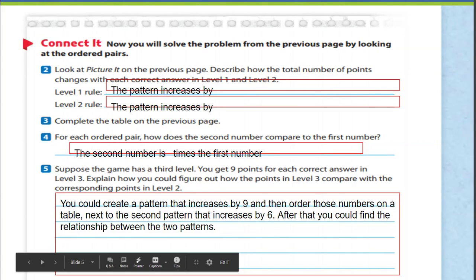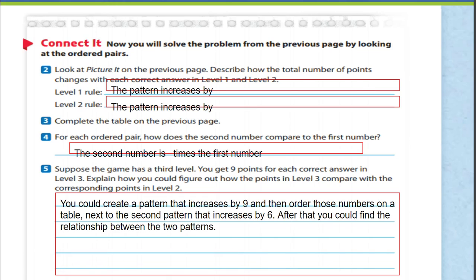All right, guys, so this is at the top of page 217, and you can see here I have some text boxes, but I have kind of helped you guys out by having like a sentence starter. So it says, look at Picture It on the previous page. Describe how the total number of points changes with each correct answer in level 1 and level 2.